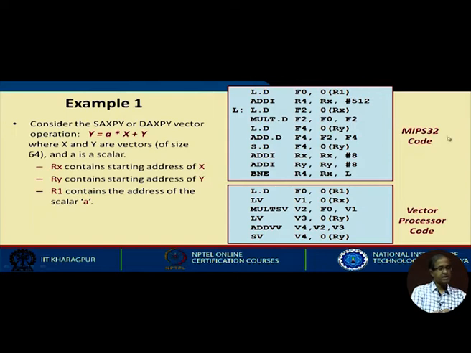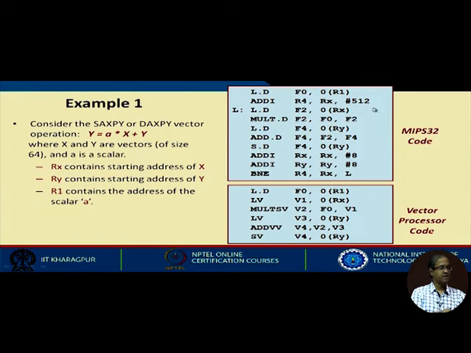So, the conventional MIPS32 code to add these numbers will look like this. What do we do? We load the scalar number a, whose address is in R1, into F0. Rx contains the starting address of x. There are a total of 64 numbers, double precision.